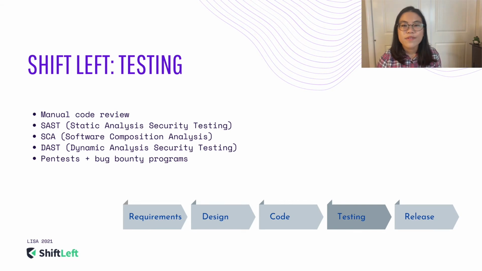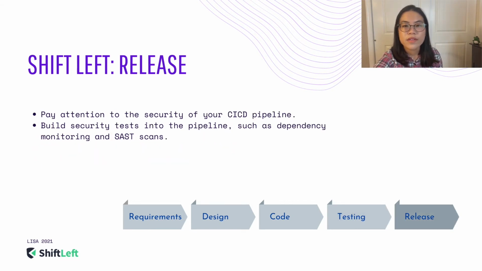And finally, for the last phase of the software development lifecycle, pay attention to the security of your deployment pipeline. Recently, there have been many instances of attackers compromising the deployment system to compromise the integrity of the source code of the application. These are also referred to as supply chain attacks.